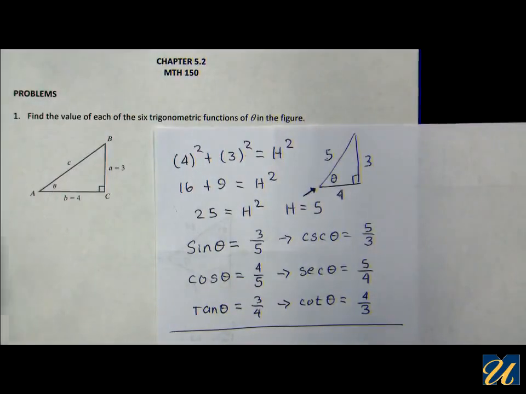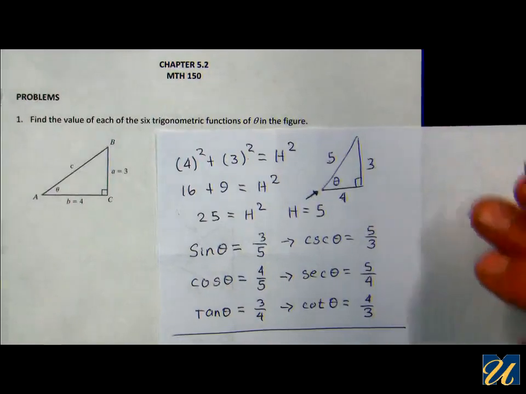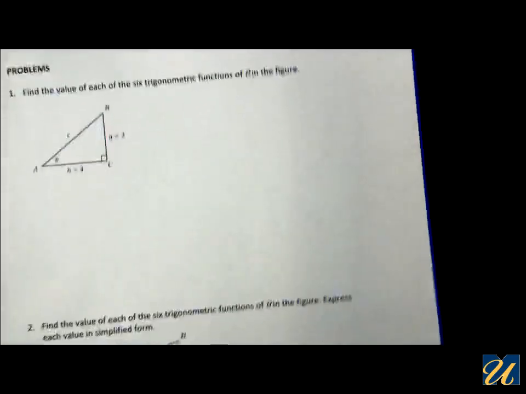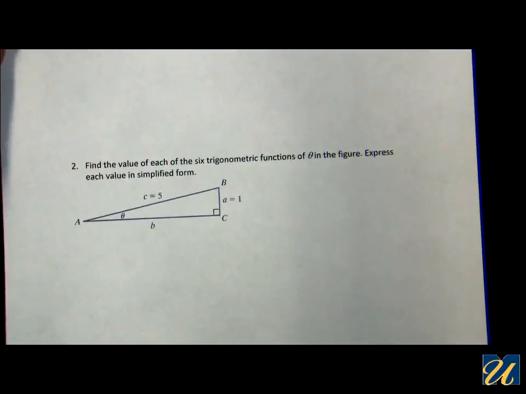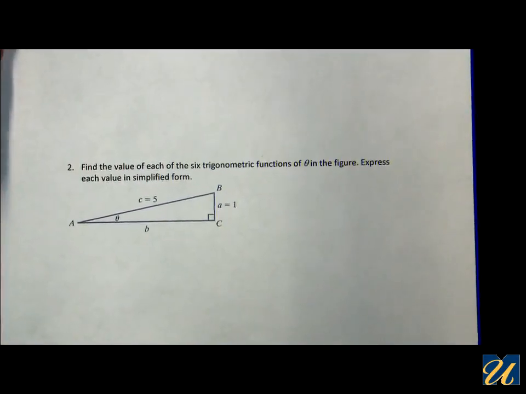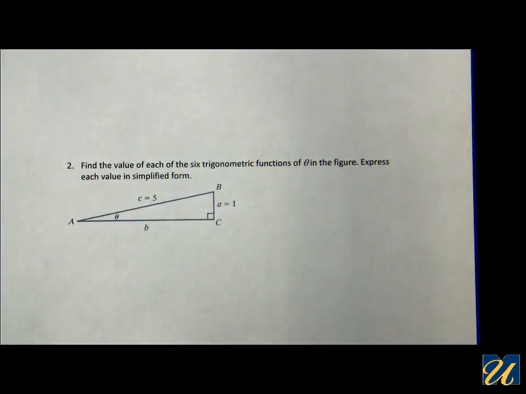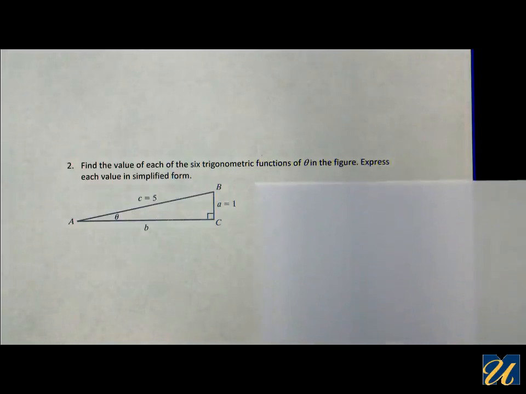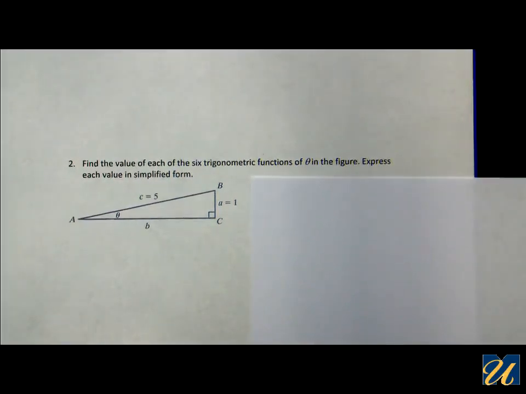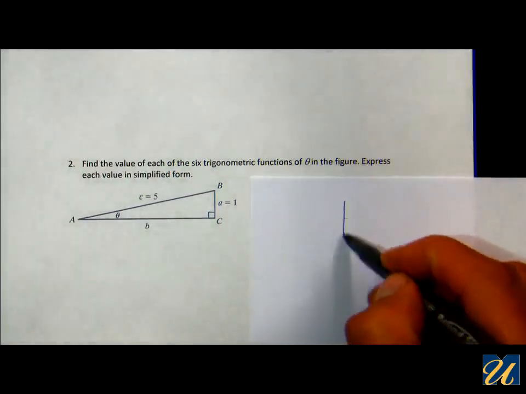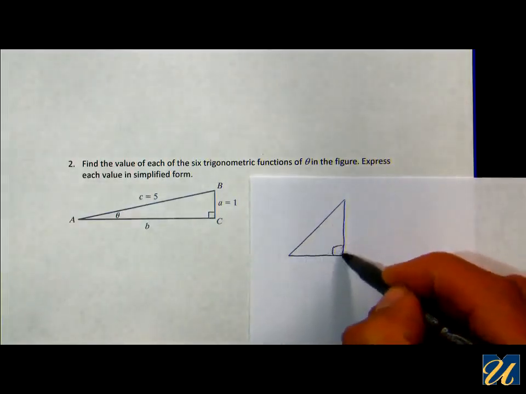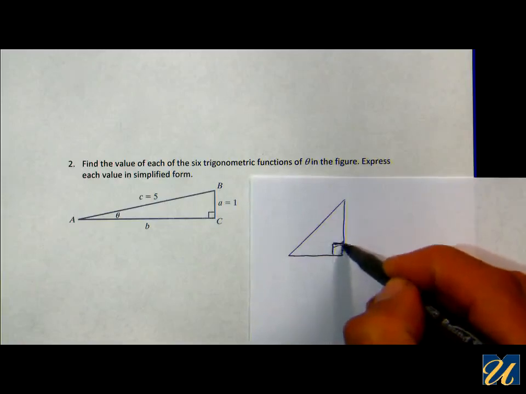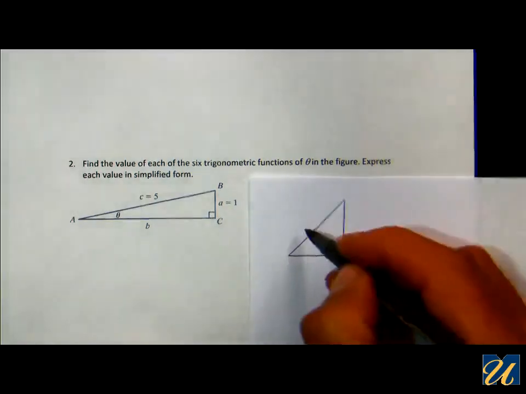Okay, let's take a look at problem 2. Find the values of the 6 trig functions of angle theta. Express each in simplified form. Okay, so let me transfer this over here. We have a right triangle. I know the way I draw them always looks like a 45, 45, 90. Figure not drawn to scale.